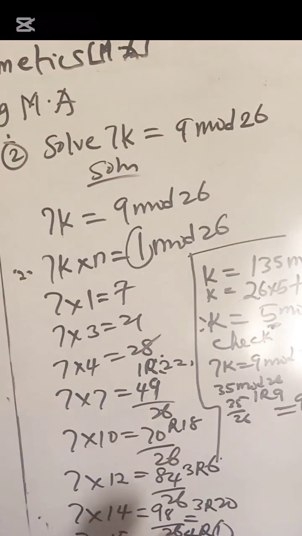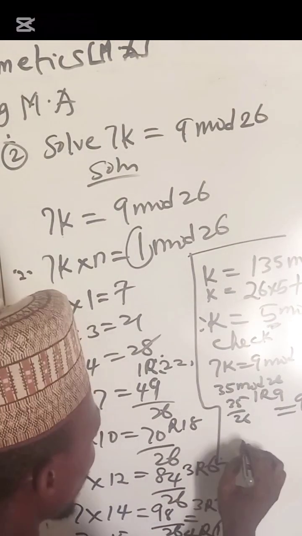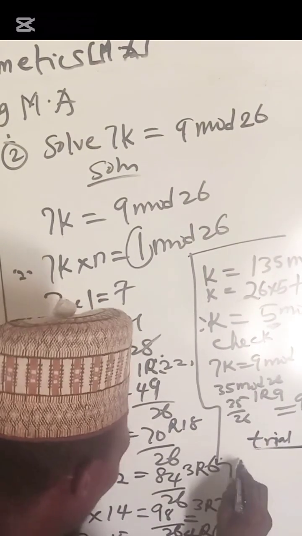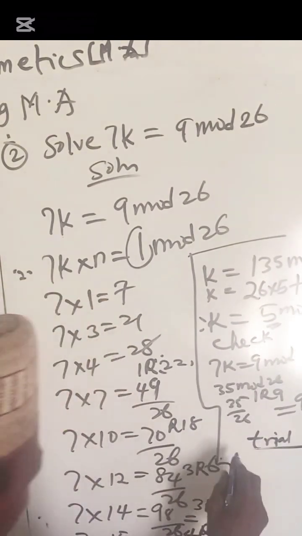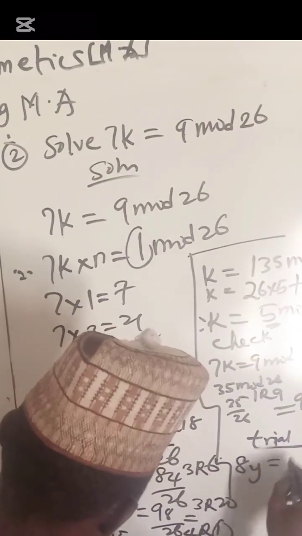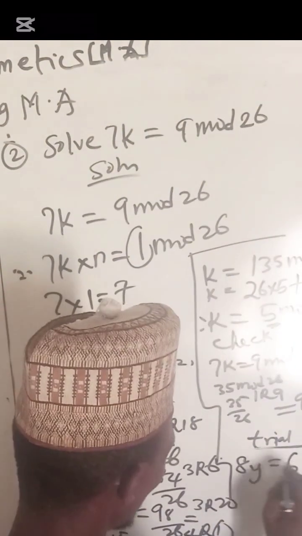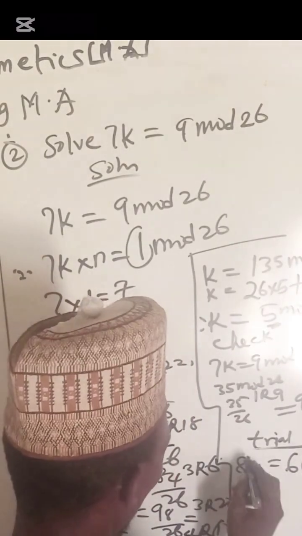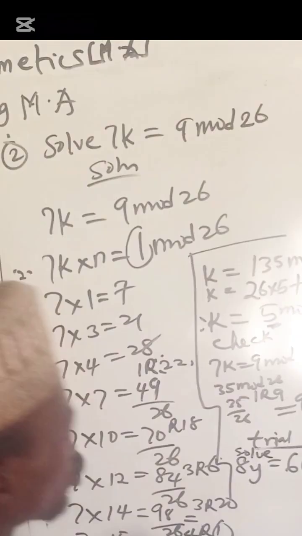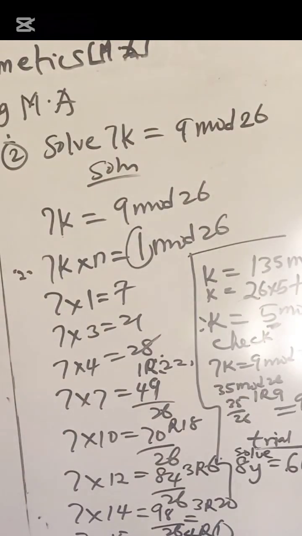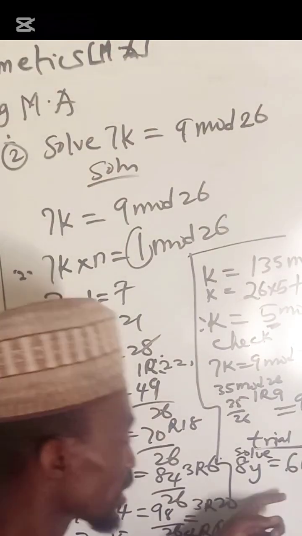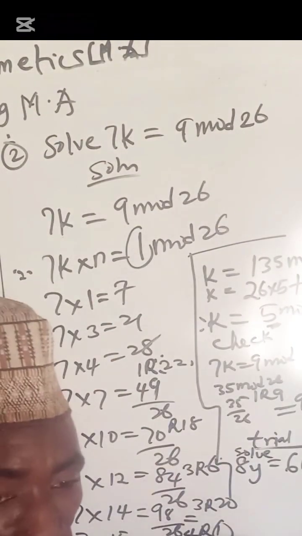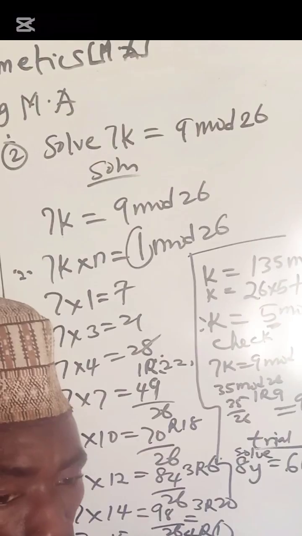Before we go, I'm going to give you this as a try. Try this. We have 8y equals 6 mod 13. Solve. Drop your answer in the comment section. If it has a solution, give us the solution. And if it does not have, show us your workings and make a conclusion on the question.